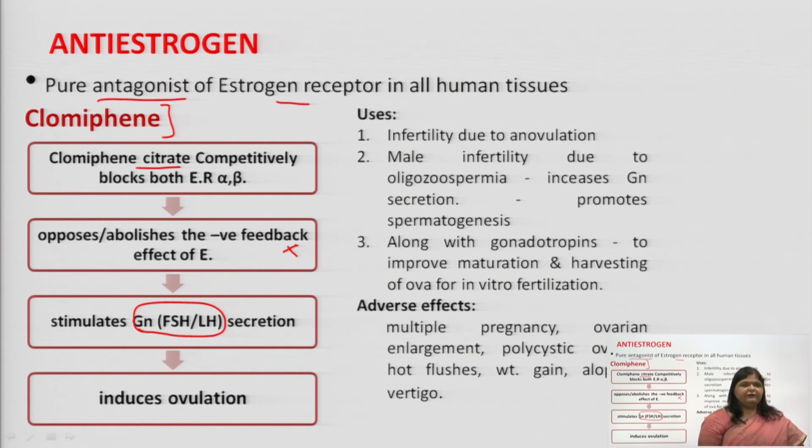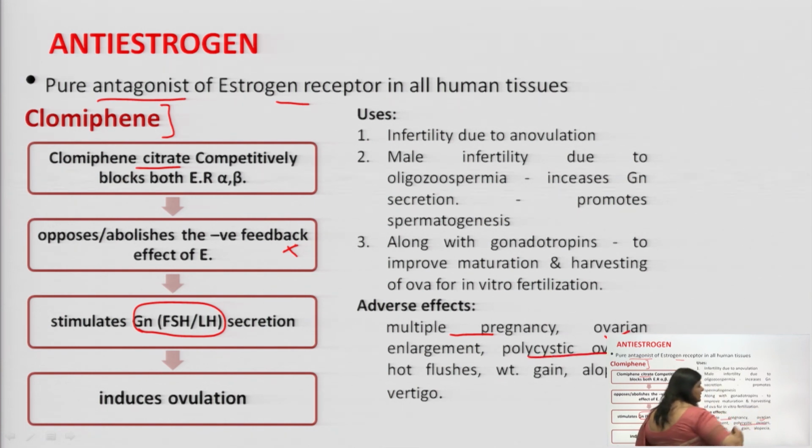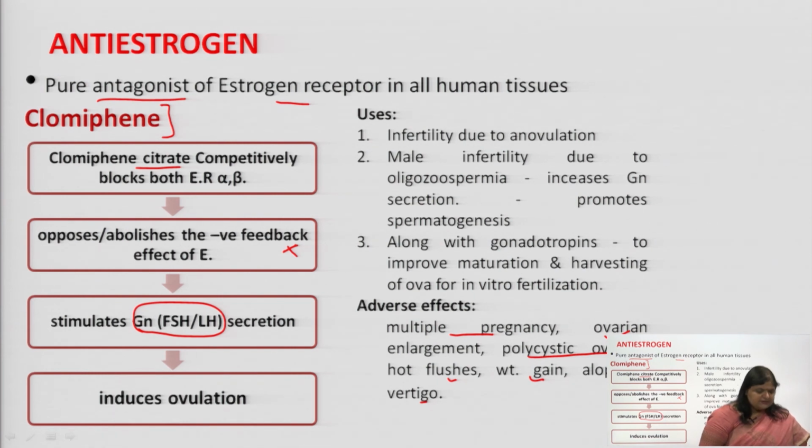But the adverse effects associated with clomiphene are that it can lead to multiple pregnancies, enlargement of ovaries, and various cysts formed in the ovaries, which we call polycystic ovaries. It can lead to hot flushes, weight gain, alopecia, or vertigo. So that is about clomiphene, which is an anti-estrogen drug and can be used in case of infertility in males as well as in females.